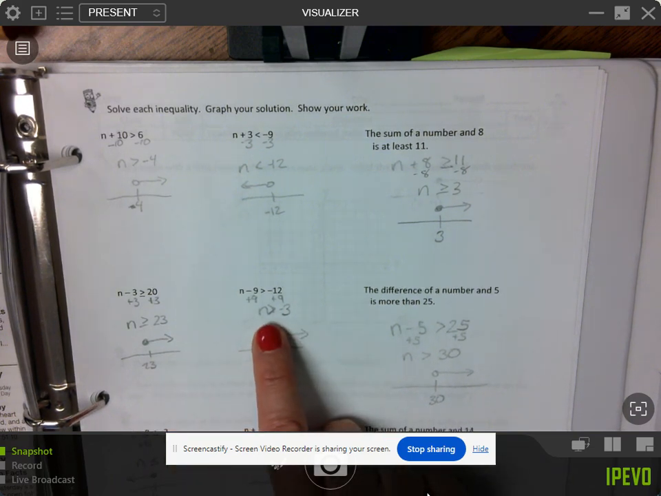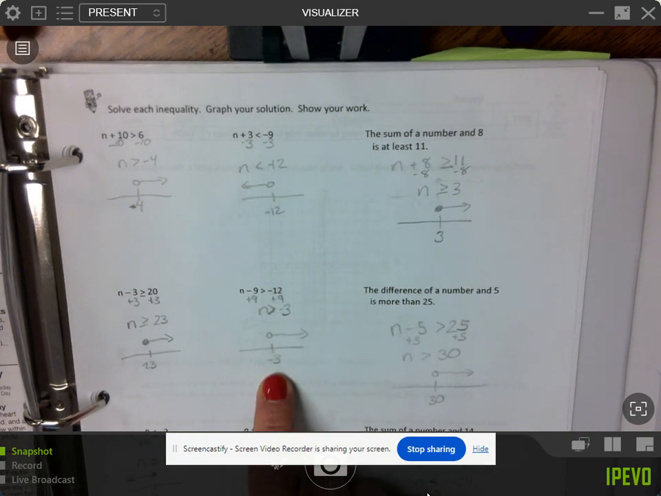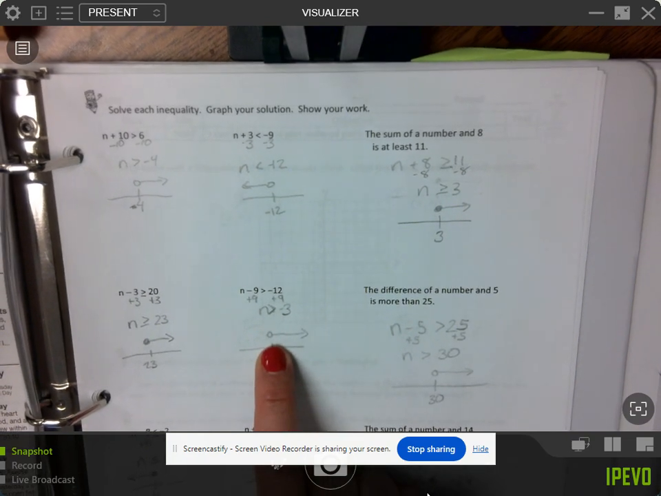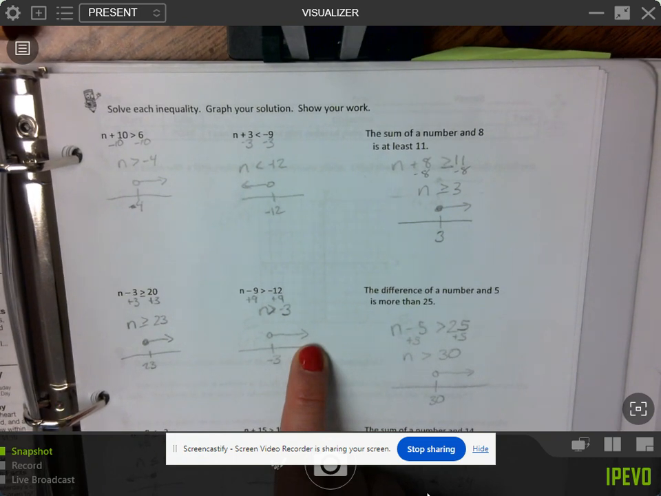Middle one is N is greater than -3. So we have a -3 on our number line. Our circle is open and it is pointing to the right because it is greater than.